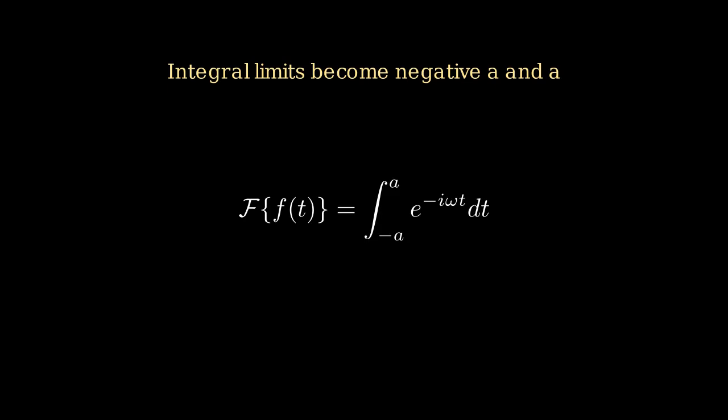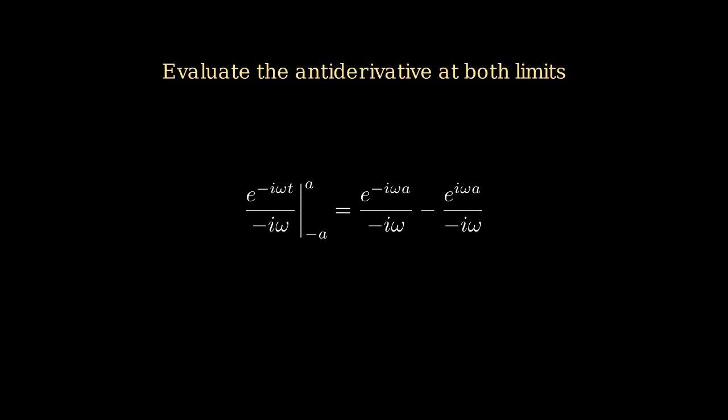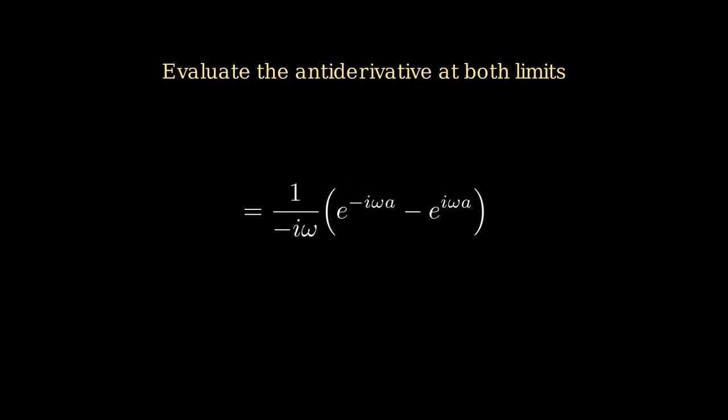t dt. To carry out this integral, we first find the antiderivative of e to the power of negative i omega t. The antiderivative is e to the power of negative i omega t divided by negative i omega. Now we evaluate this antiderivative at the upper limit, a, and subtract its value at the lower limit, negative a. This gives 1 divided by negative i omega times the quantity e to the power of negative i omega a minus e to the power of i omega a.